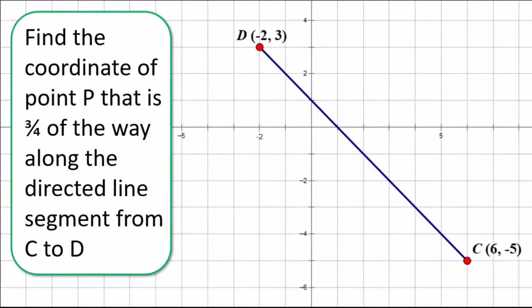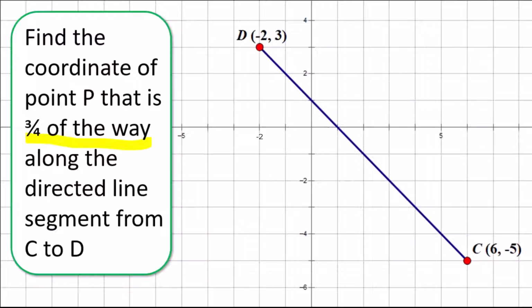Find the coordinate of point P, that is 3/4 of the way along the directed line segment from C to D. C is where we start, and you're going up this way. And somewhere along here, there will be a point P that is 3/4 of the way. They're doing this problem exactly the same way as we did the last one. It's just that they're wording the problem differently.